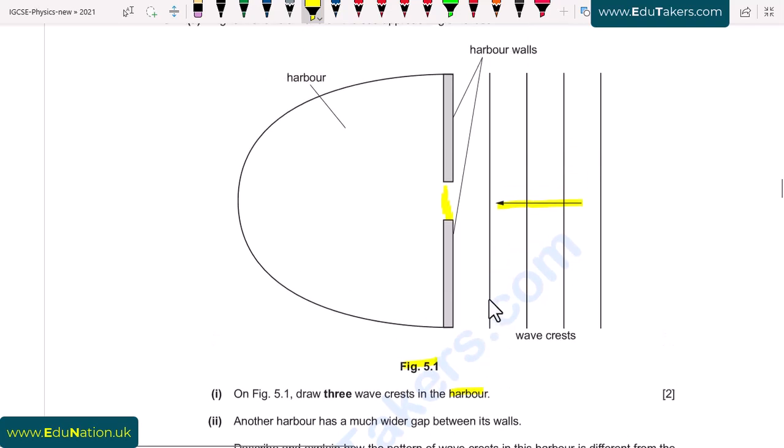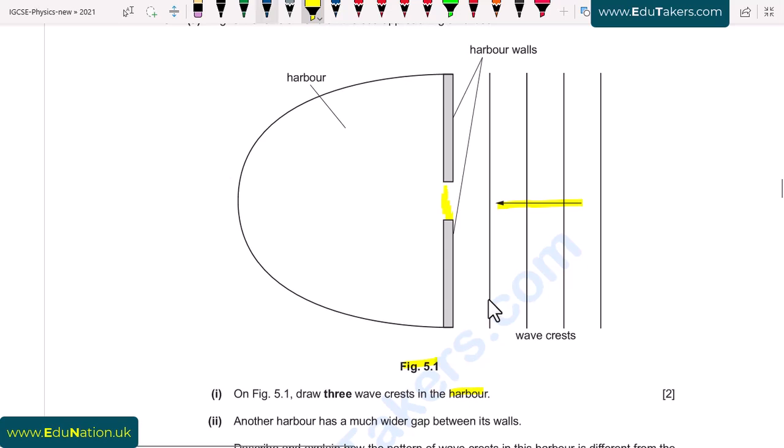We can see in this figure that the wave is moving from right to left and approaching the harbor walls. There is a gap between these walls, and we know that when the wave passes through this gap there will be diffraction. Now we have to draw the 3 crests. These crests will not be straight but circular.